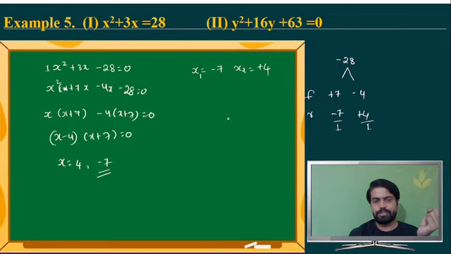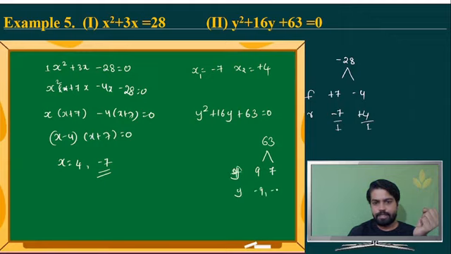Let's keep it as it is. Similarly now for y, I'm going to directly go for the shortcut. Plus 63 is there. I can split 63 as 9 sevens are. These are the factors. So the roots will be minus 9 and minus 7. So I can say y1 is minus 7 and y2 is minus 9.